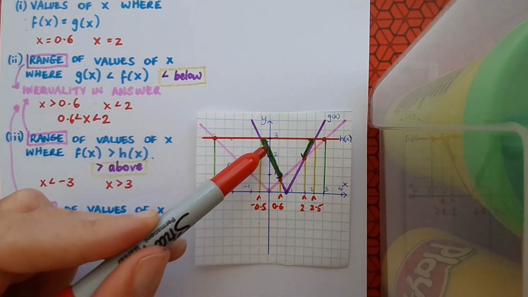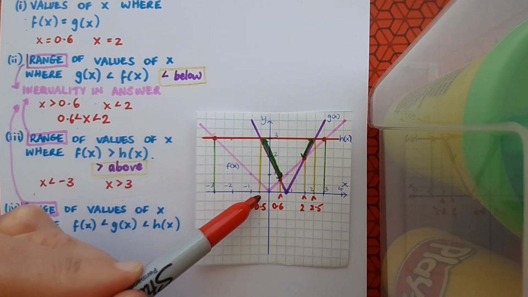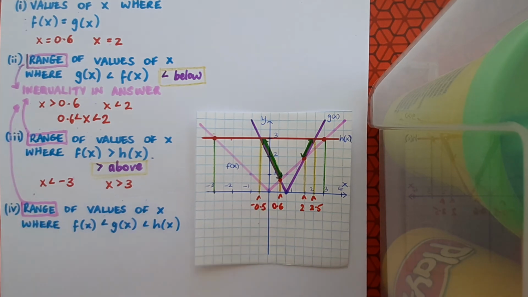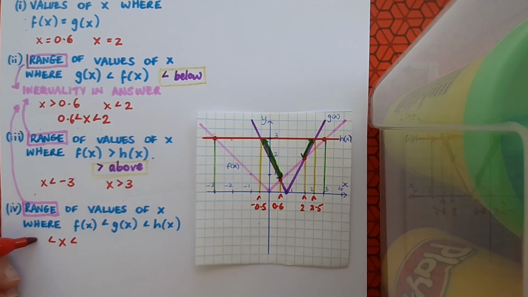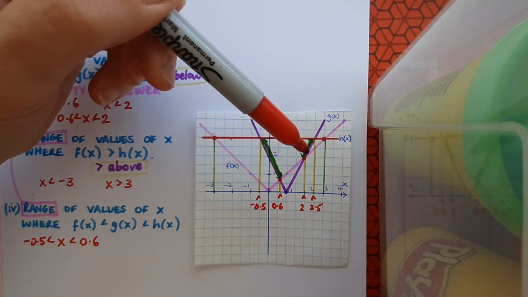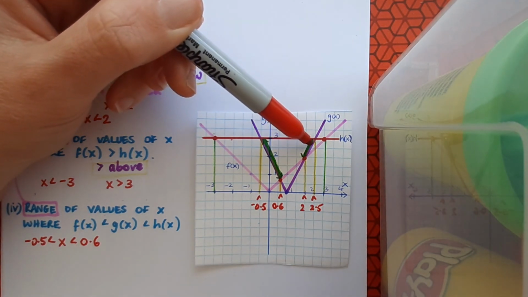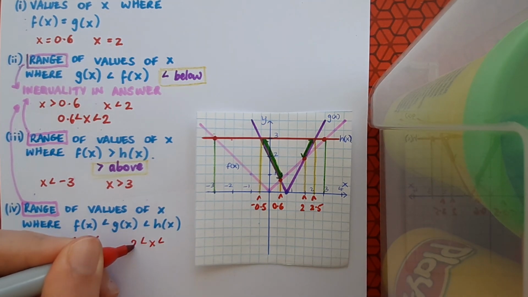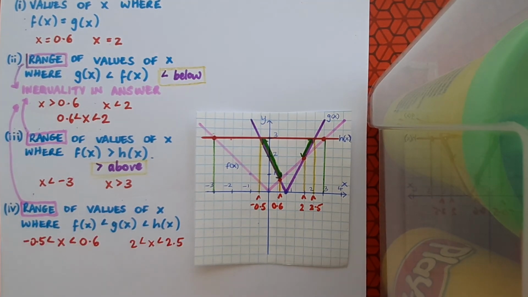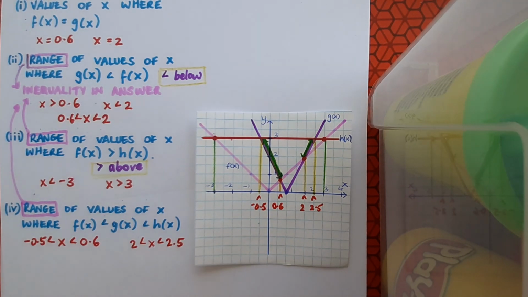This first highlighted green region is after minus 0.5 and before 0.6. So I'll write it as x is between minus 0.5 and 0.6. And the second green region is from 2 on as far as 2.5. So in that case, I can write it as x being between 2 and 2.5. Remember that because you're being asked to estimate the values, you will be given a little bit of leeway, but still be as careful and as accurate as you possibly can from your graph.